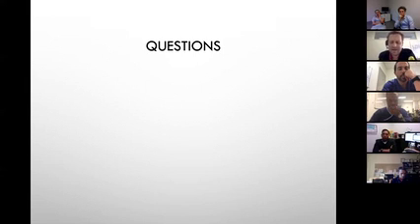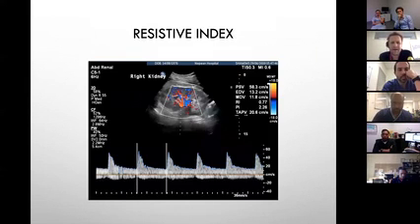And Vijay, for that resistive index, how do you know you're not off axis there? Very good question. Velocity is angle dependent, but not indices. Resistive index is angle independent.